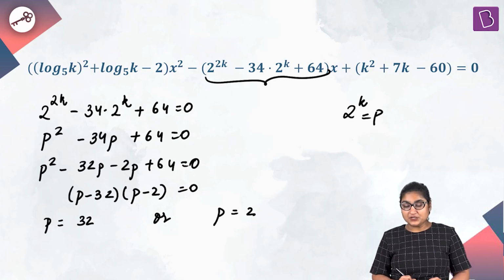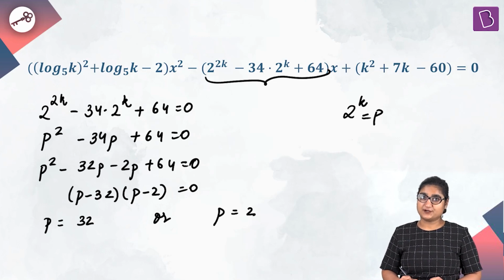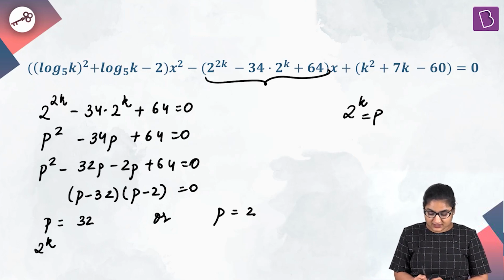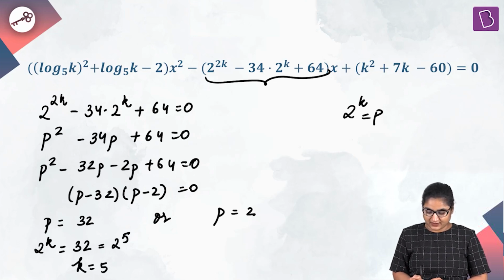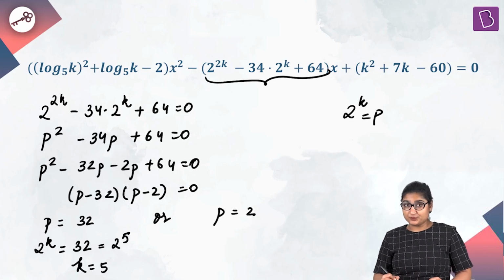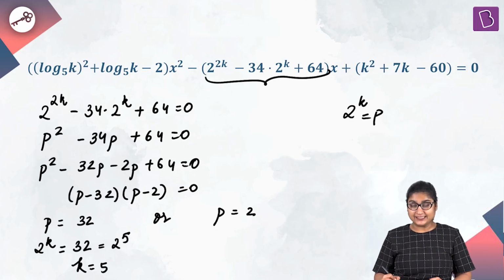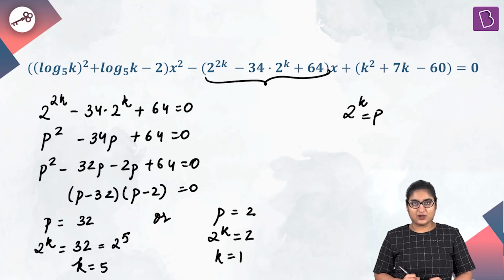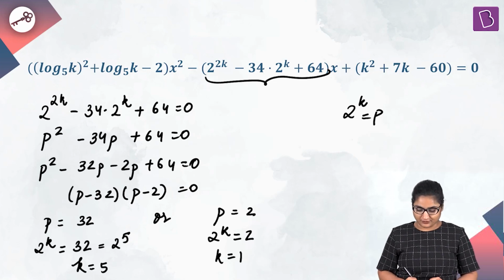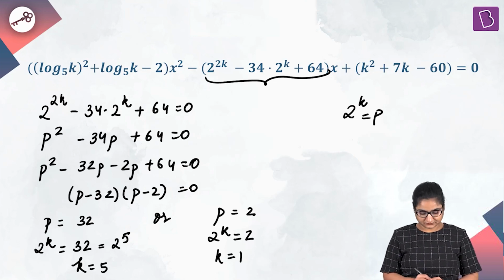But we know p is equal to 2^k. So, if we resubstitute the value of p as 2^k, we get 2^k is equal to 32, which can be written as 2^5. So, we get k is equal to 5. Similarly, for p equal to 2, we get 2^k is equal to 2, or k is equal to 1. So we have got two values of k from here, 5 and 1.